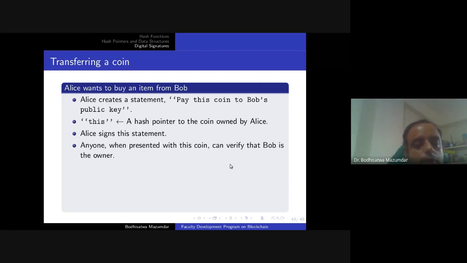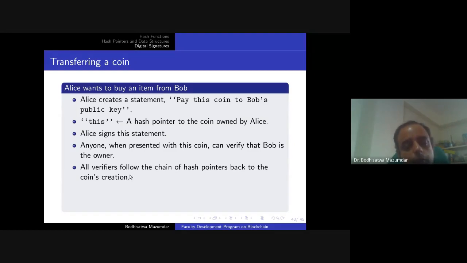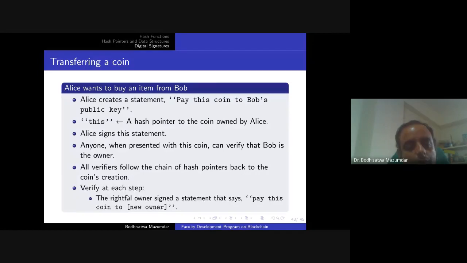So anyone presented with this coin can verify that Bob is the owner, because Bob has the valid signature now. All verifiers follow the chain of the hash pointers back to the coin's creation. Any verifier has to verify the coin until the point of the coin's creation. At each step, the rightful owner signs a statement that says pay this coin to the new owner.